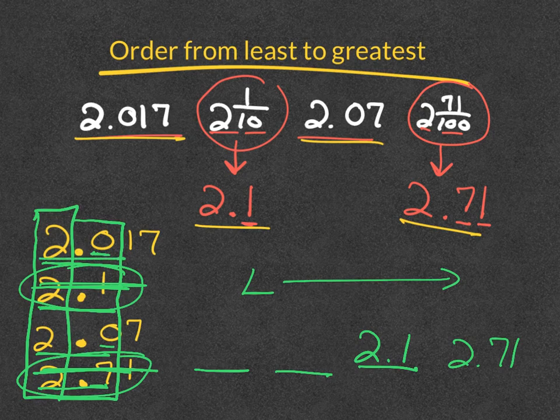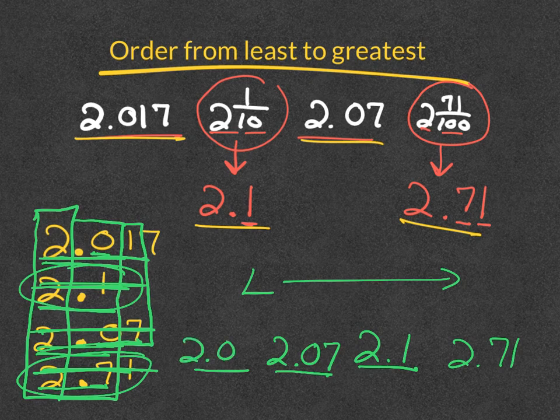So we have 2.0, 2.0. When we cannot compare, we move to the next column. So we have 2.01 and 2.07. The 7 is bigger, so that's going to go to your next biggest number. So 2 and 7/100ths is going to go over there. Mark it out, and you're left with your smallest number, although it looks like the biggest number because it has so many digits. 2 and 17/100ths.